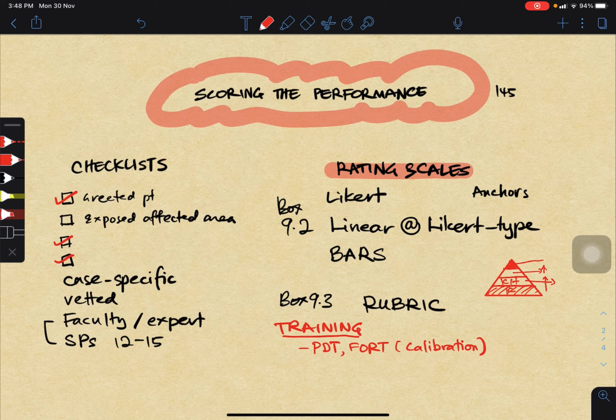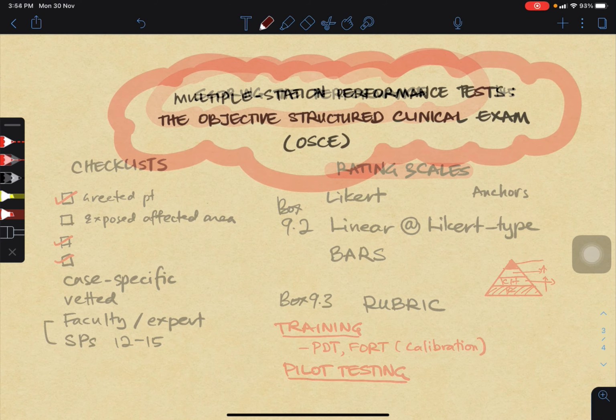And the last section talking about this is the pilot testing, where it suggests that we need to pilot any performance test items that we have before using them on candidates. That's the ideal situation, where we need to pilot our items first.